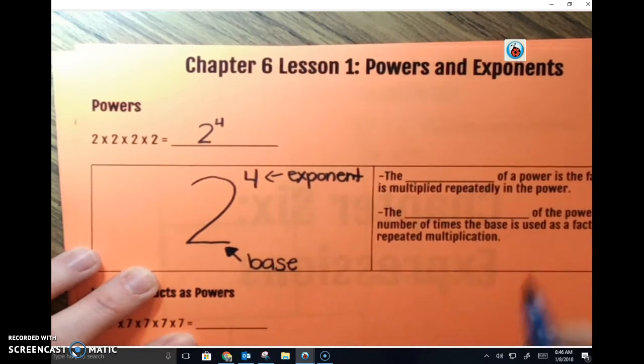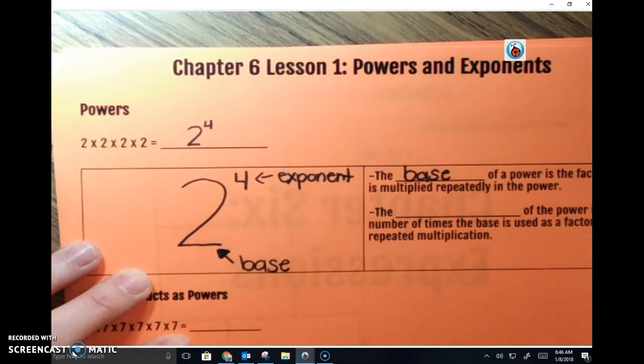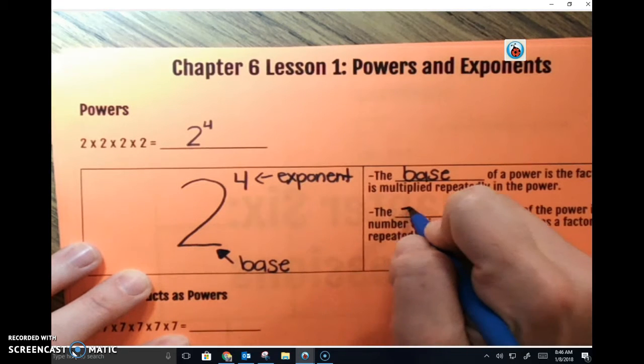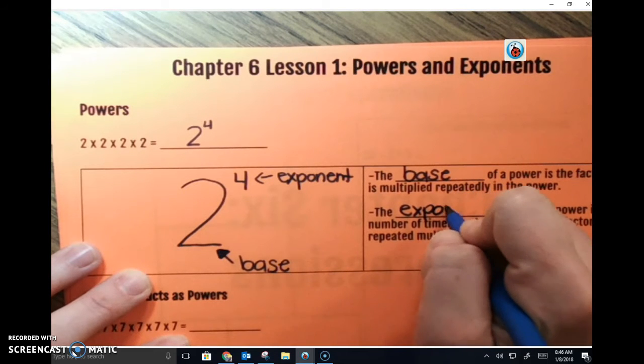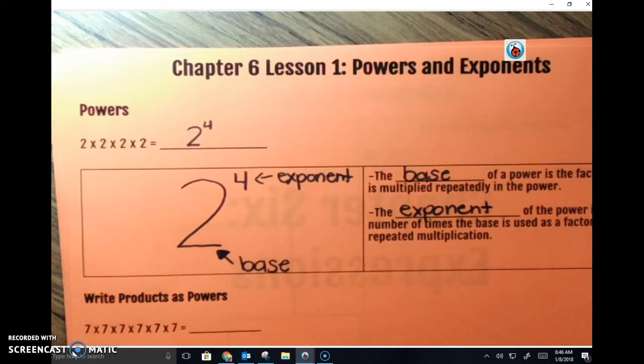So let's take a look over here. The base of a power is the factor that is multiplied repeatedly in the power. The exponent of the power is the number of times the base is used as a factor of the repeated multiplication.